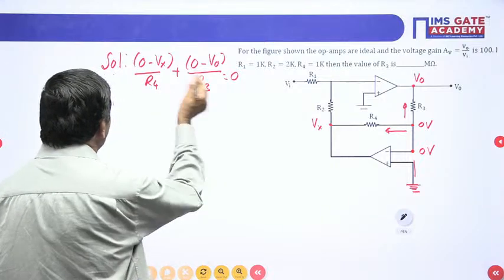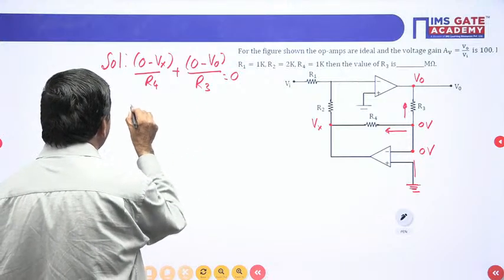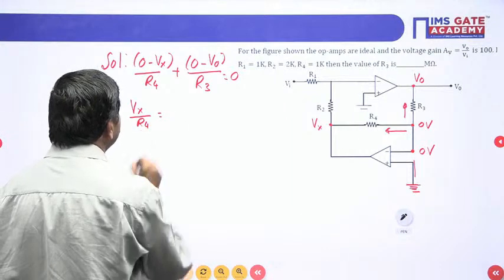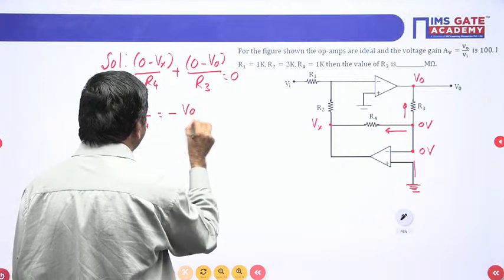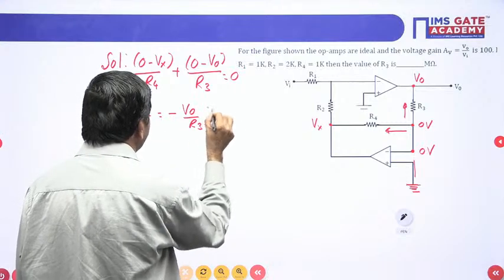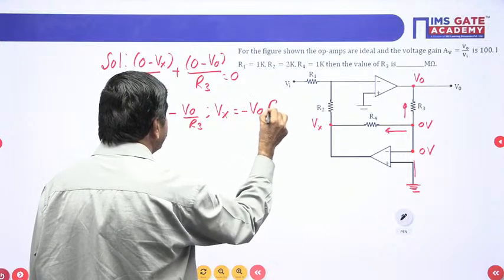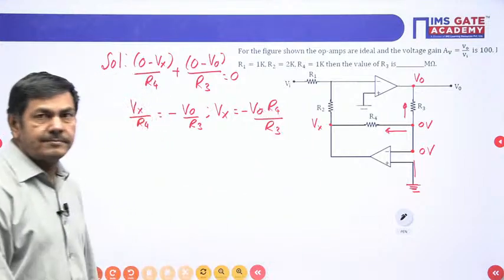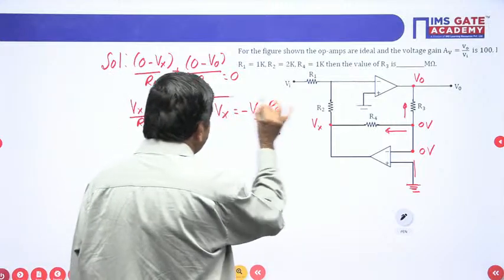But I wish to find what Vx is from here. So here I am getting Vx by R4 equal to minus V naught by R3. And finally, Vx is nothing but minus V naught into R4 by R3. This is the Vx value. Are you getting the same? This is the Vx value we are getting.